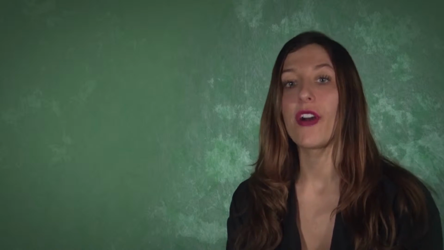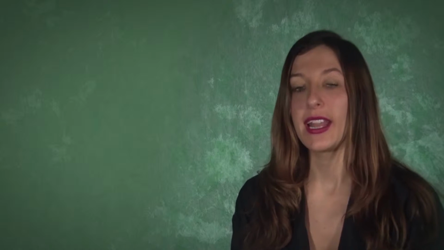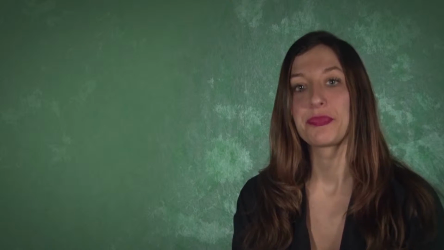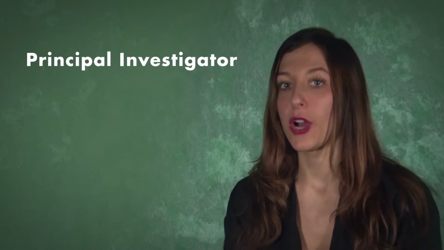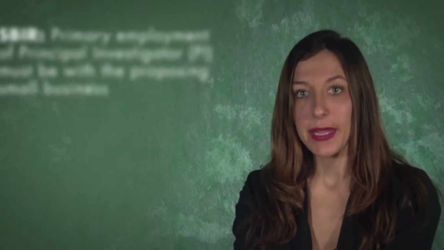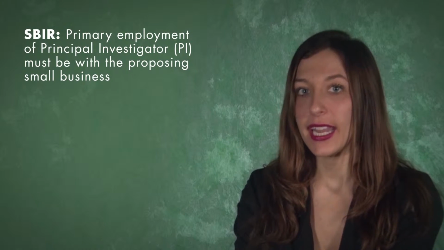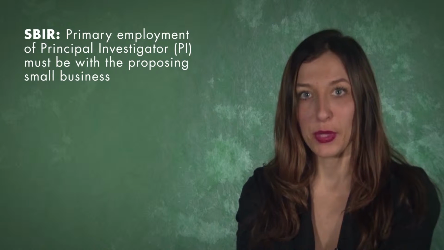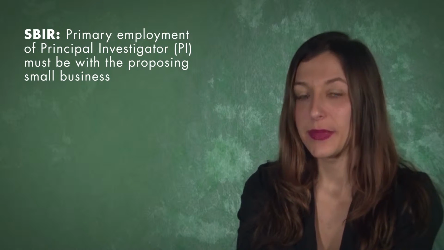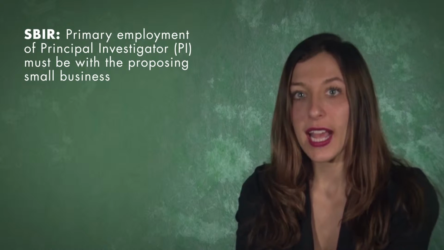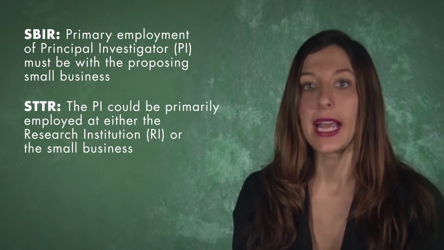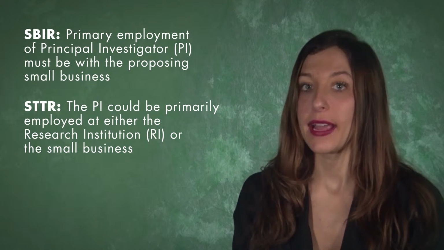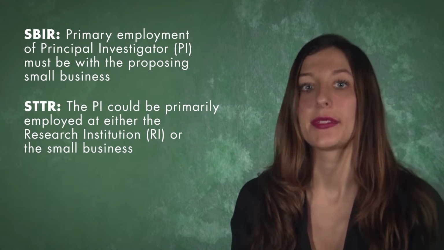Now, there are a number of other more subtle differences between SBIR and STTR. One very important difference is the primary employment of the project's principal investigator, or the PI. In an SBIR project, the principal investigator must be primarily employed at the proposing small business, meaning he or she cannot work full-time elsewhere during the project. Now, with an STTR, the PI could be primarily employed at either the RI or the small business.